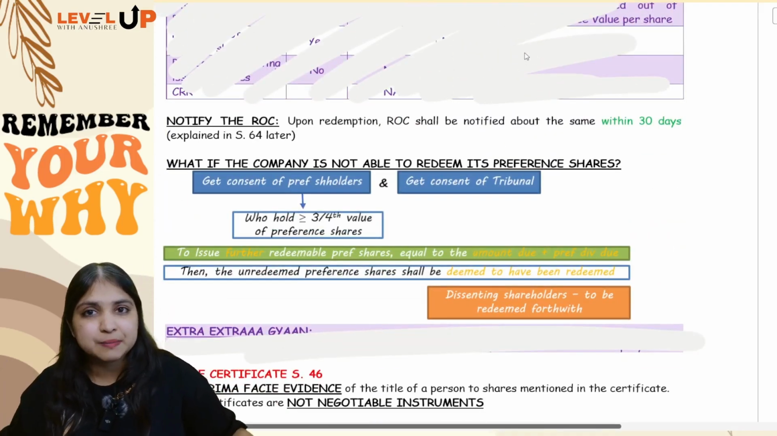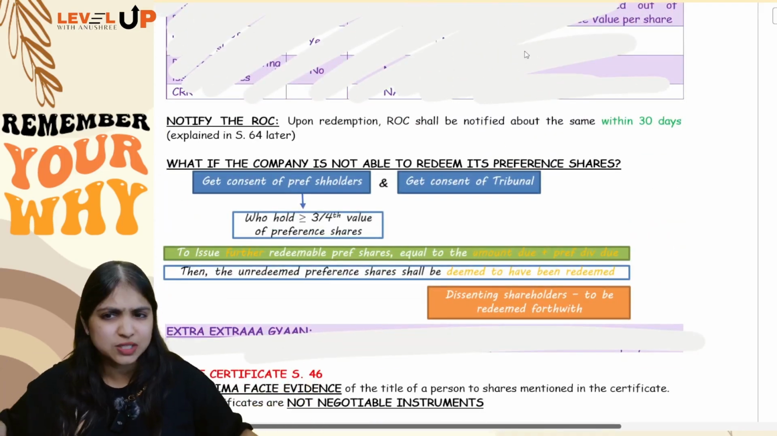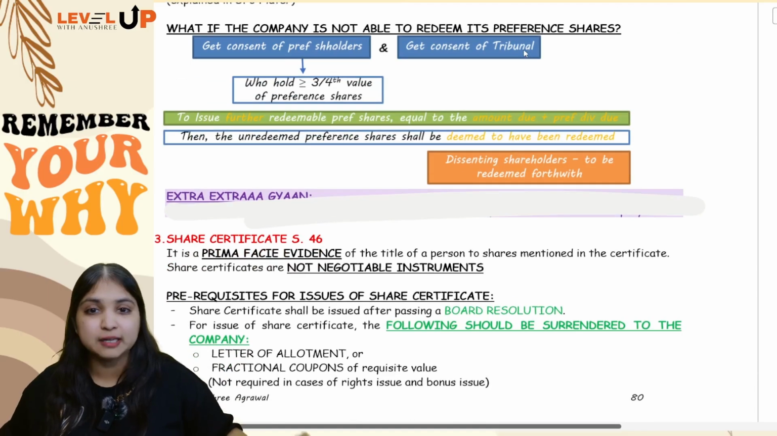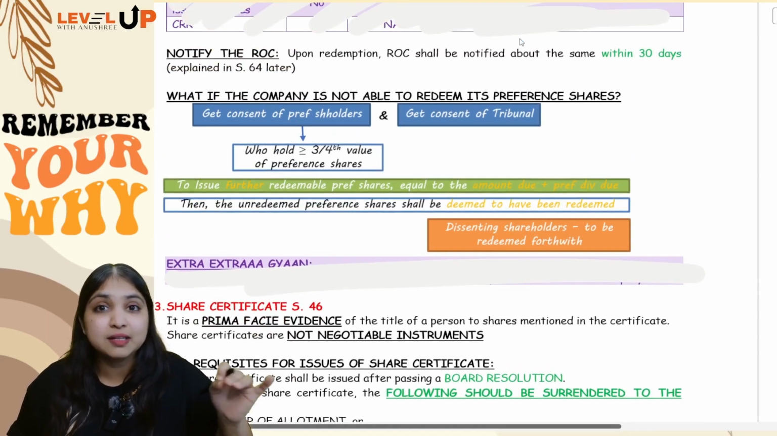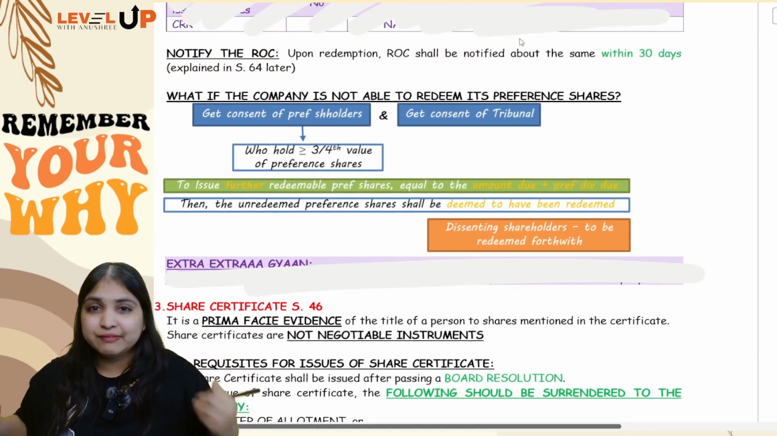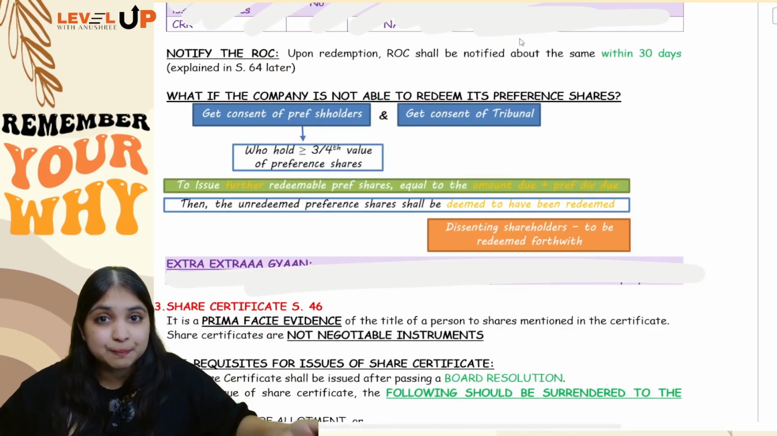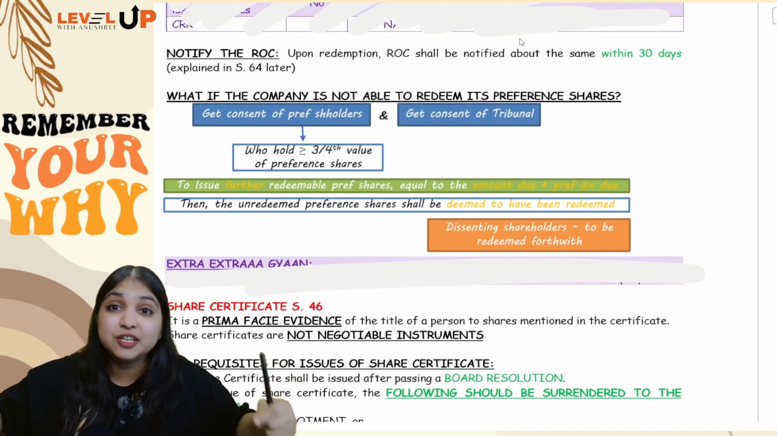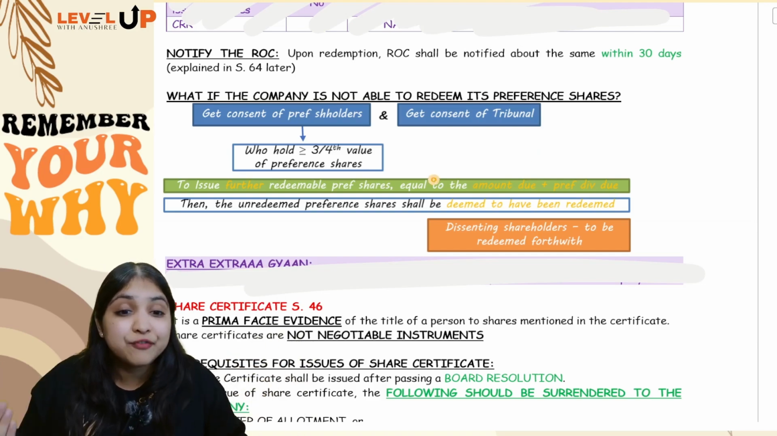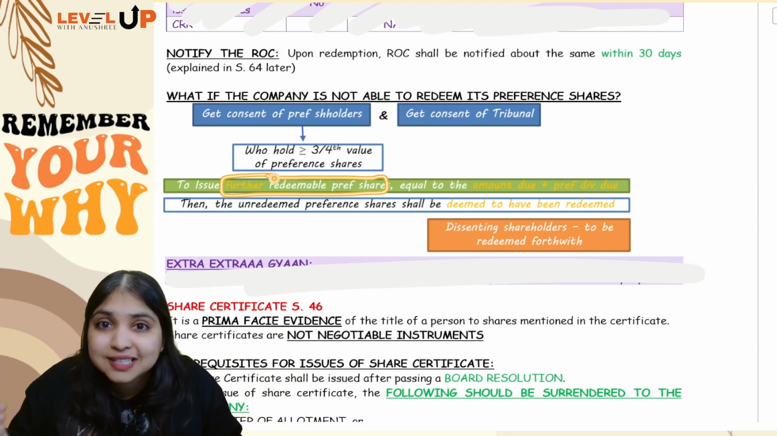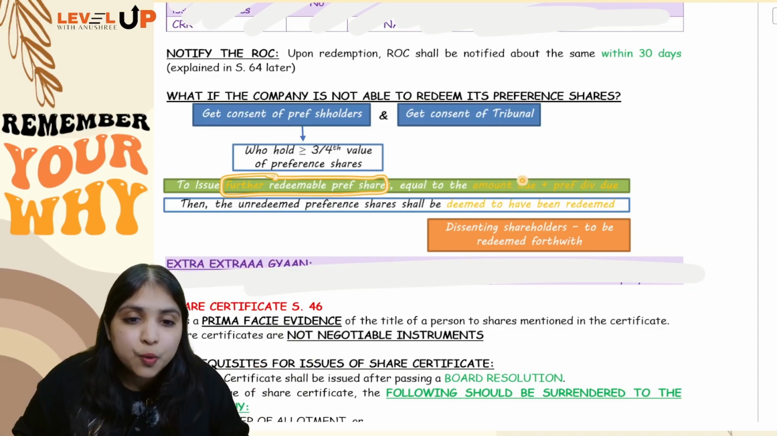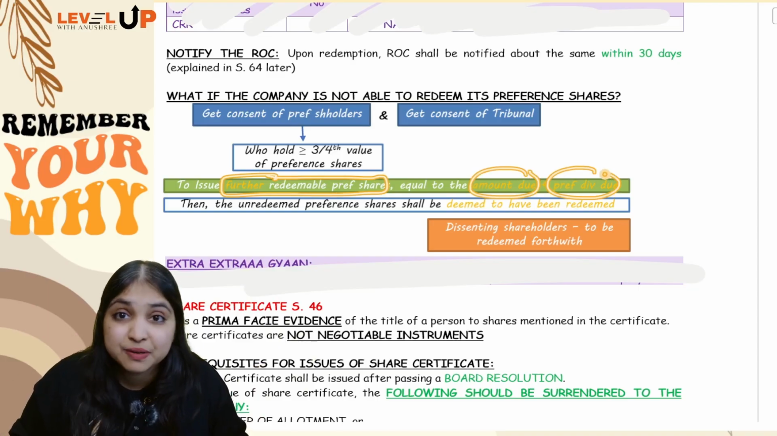Then once we redeem the preference shares, within 30 days we have to inform ROC, which we will study in section 64 later. And then we had also discussed that whenever the company has to redeem preference shares, and if the company doesn't have any money to redeem preference shares, the company can redeem preference shares in such cases by issuing further preference shares. These further preference shares should be of what value? Whatever amount is due on redemption plus preference dividend due.